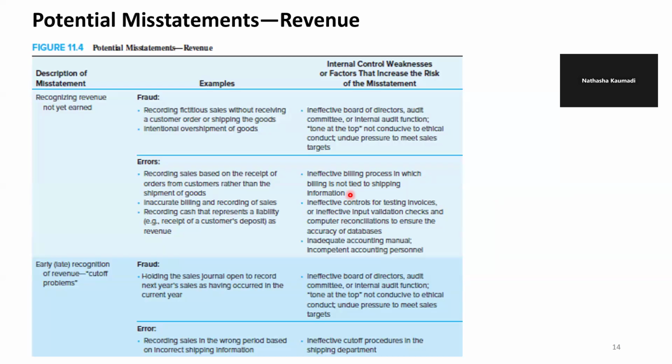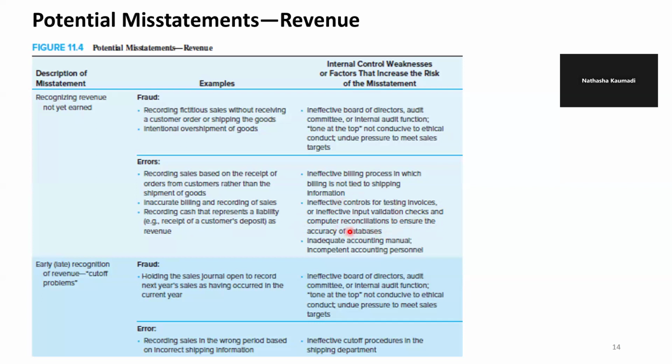There should be controls in an organization when you actually record the transaction, or when you print the invoice. You have to check the sales order. You have to check the goods dispatch note. Likewise, you have to check all the documents. So you have to match the numbers and then only finalize. If that process is not there, if that internal control is weak, there can be errors like this. And ineffective controls for testing invoices, or ineffective input validation checks and computer reconciliations to ensure the accuracy of databases.